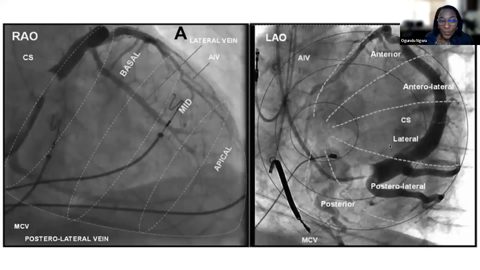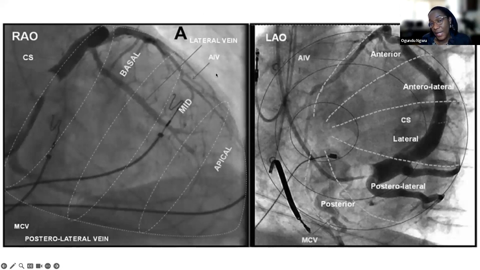Next slide. So this is another schematic that shows you, again, in the RAO view, the LV is sectioned off in part. You can see what we call the basal LV, the mid LV, and the apical part of the LV. Again, the whole idea is that you try to place your lead and pace from the basal lateral LV and not from the apical part.